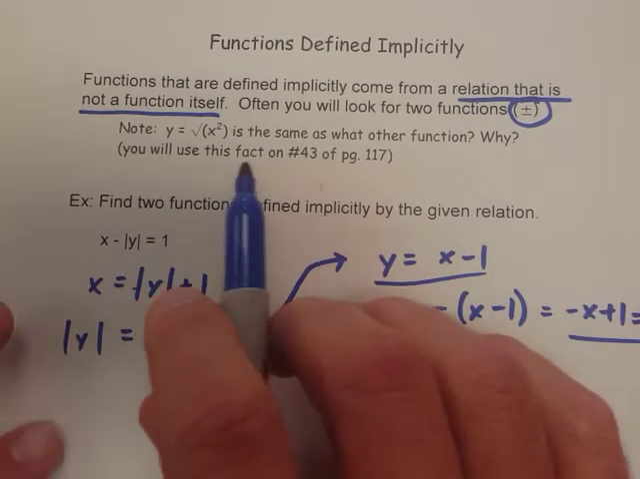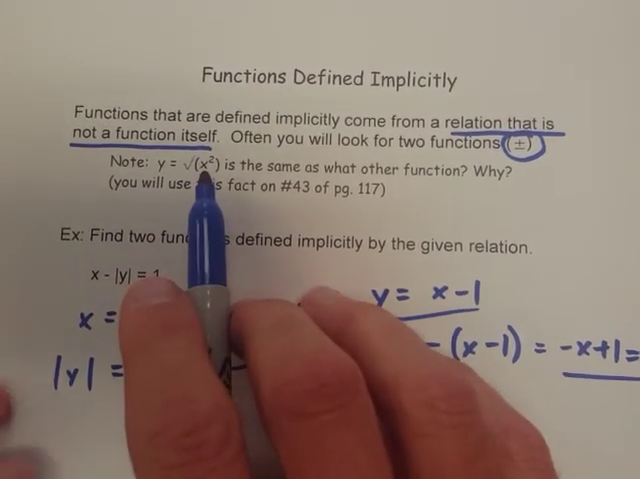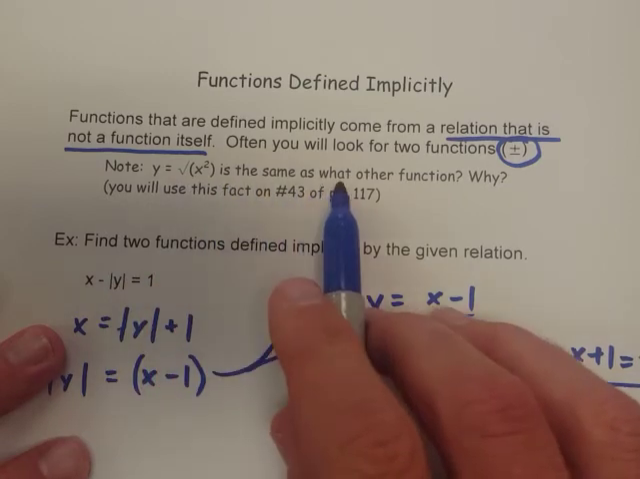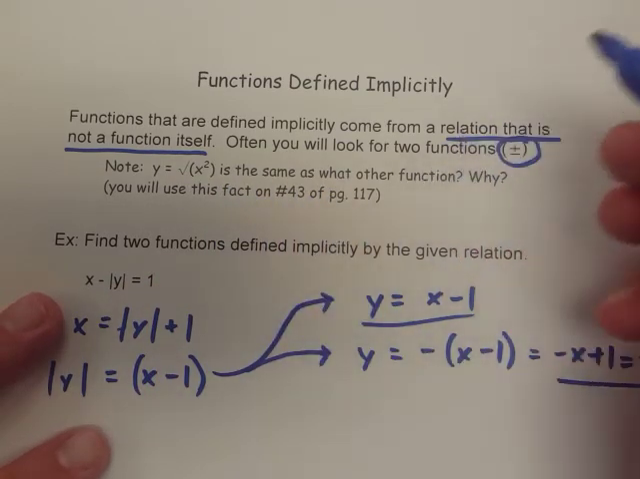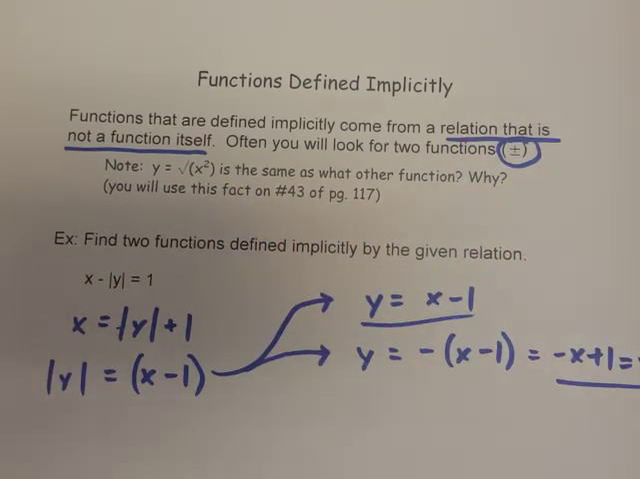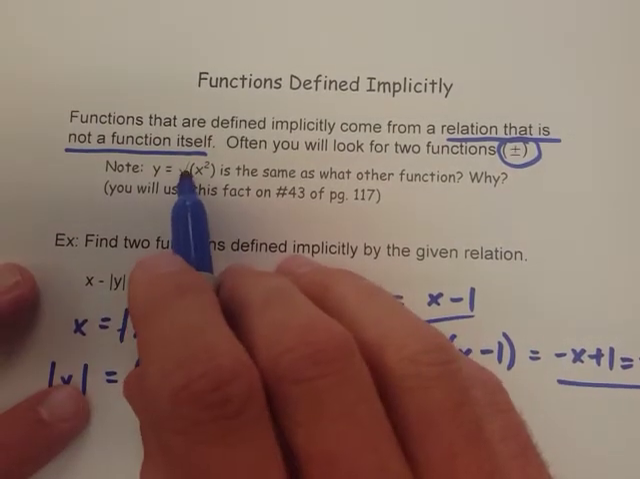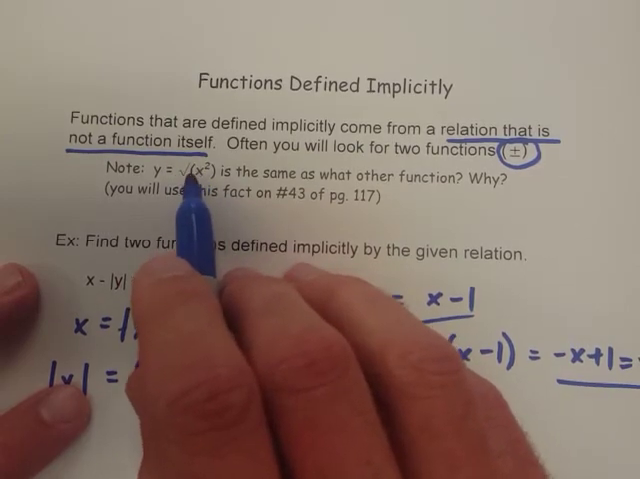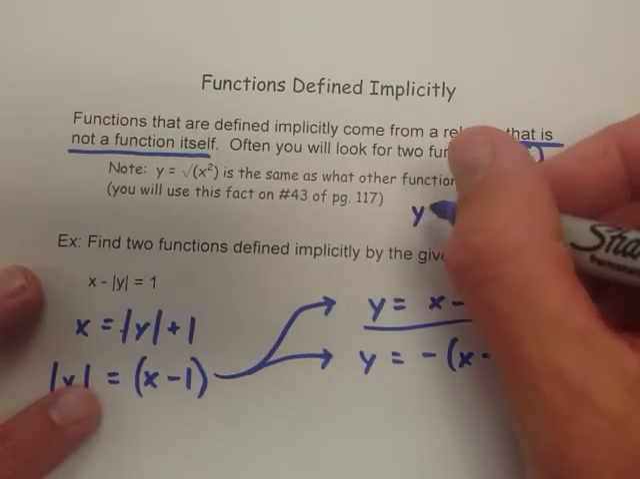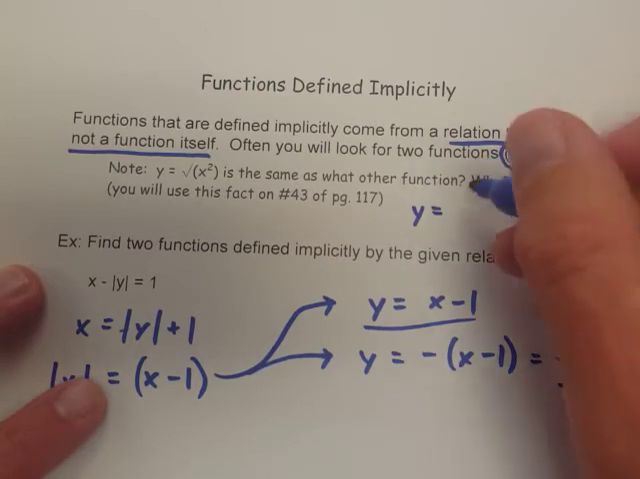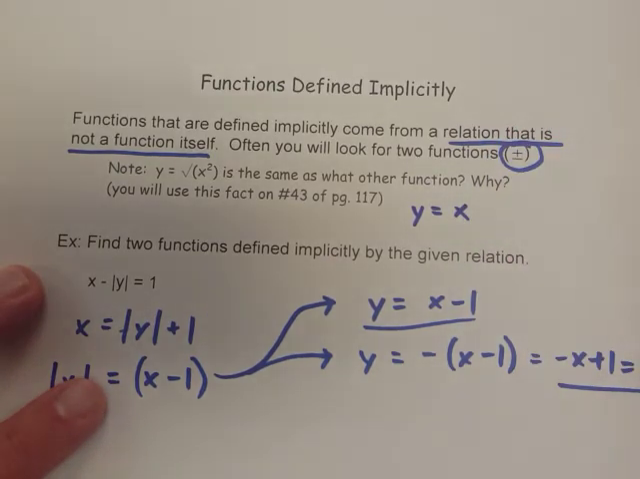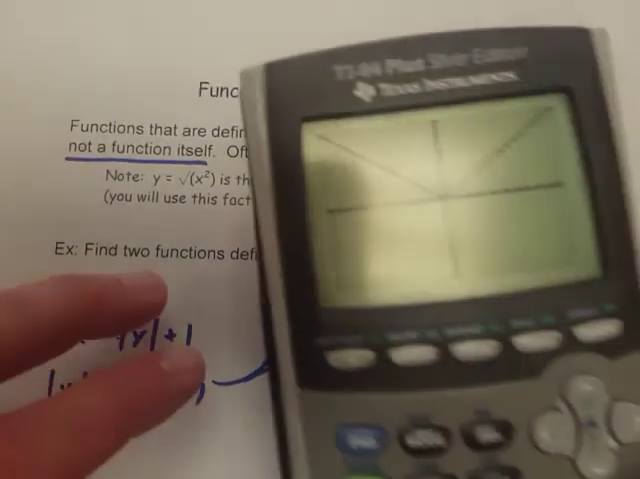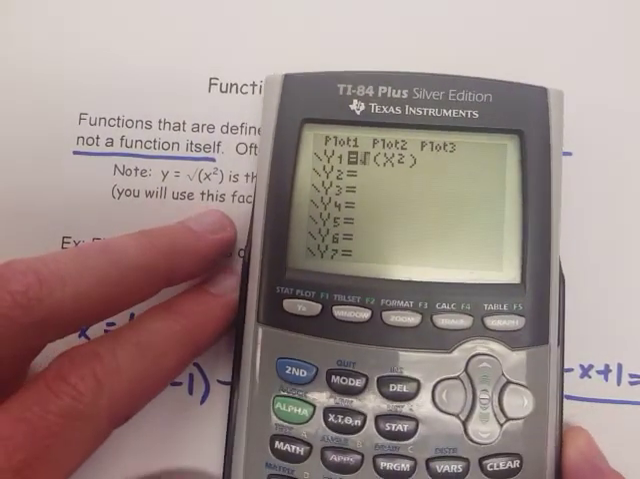Now, one thing I wanted you to see is this note up here. It says, note that y equals square root of x squared is the same as some other type of function. If you think about what a square root and a square do to each other, those undo each other. So the temptation is to say that square root of x squared is just y equals x. And that would be part of the story, but let's take a look at the graph of this.